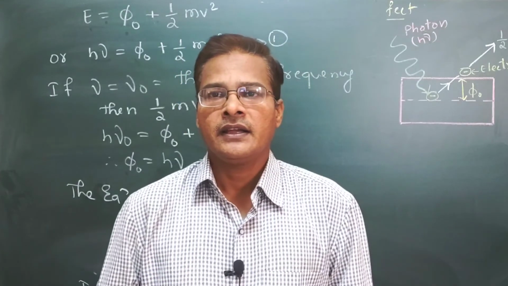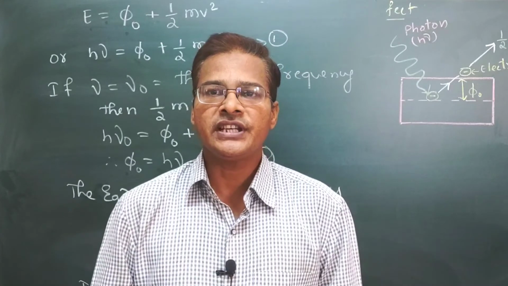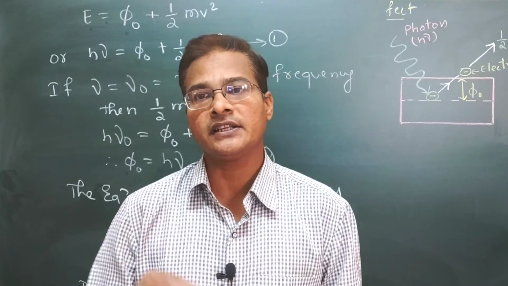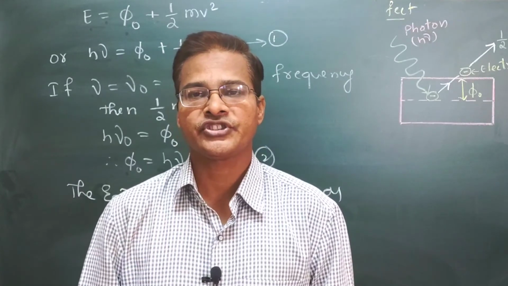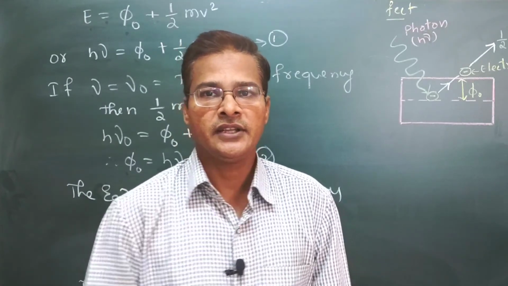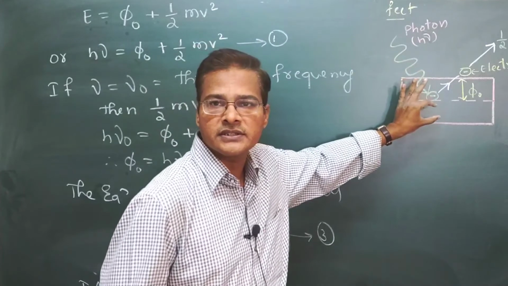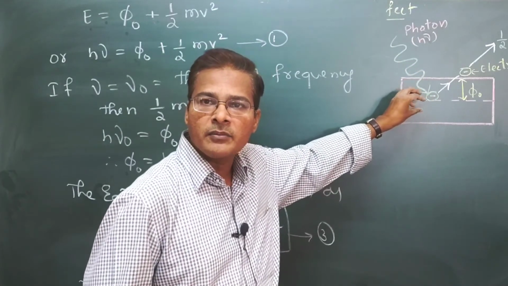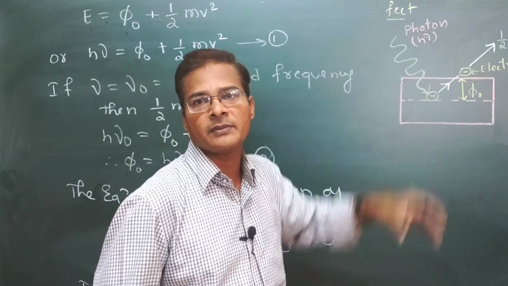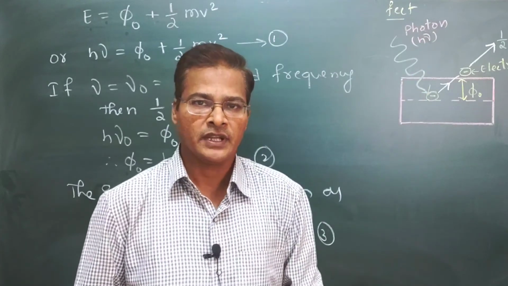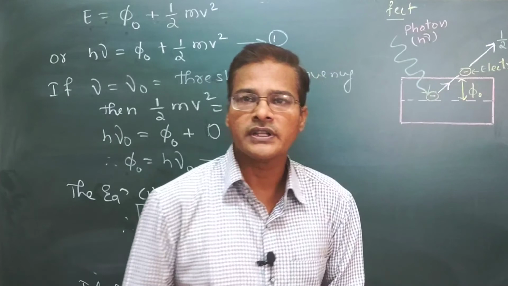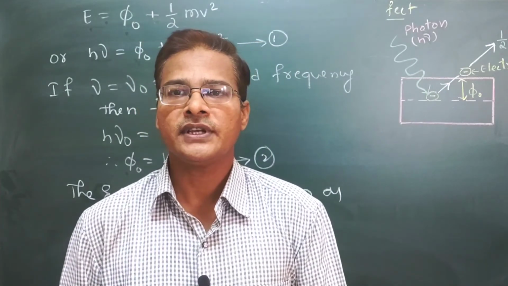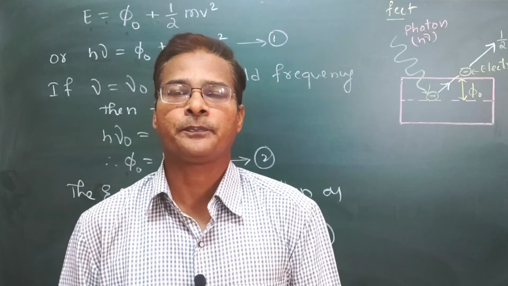Then the intensity of the radiation increases. If the intensity is increasing, it means that the number of photons striking the metal surface increases. If the number of photons striking the metal surface increases, then the number of electrons liberated from the metal surface also increases. If the number of electrons is more, then ultimately the photoelectric current is also increasing. That is the second thing.